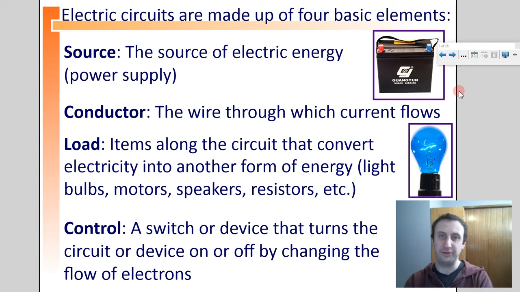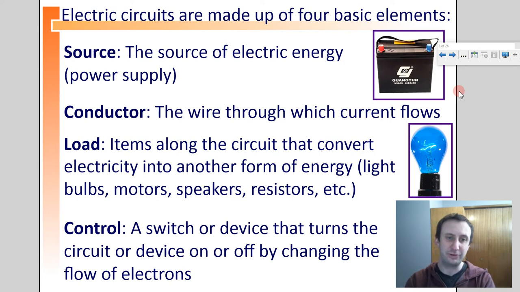First of all, the source. So the source of electric energy is your power supply. Maybe it's a battery, maybe it's a transformer that plugs into a wall, but that is your source. So it is what is giving energy to the electrons. The conductor, there's often many conductors, right? But the conductor is the wire through which current flows around the circuit.